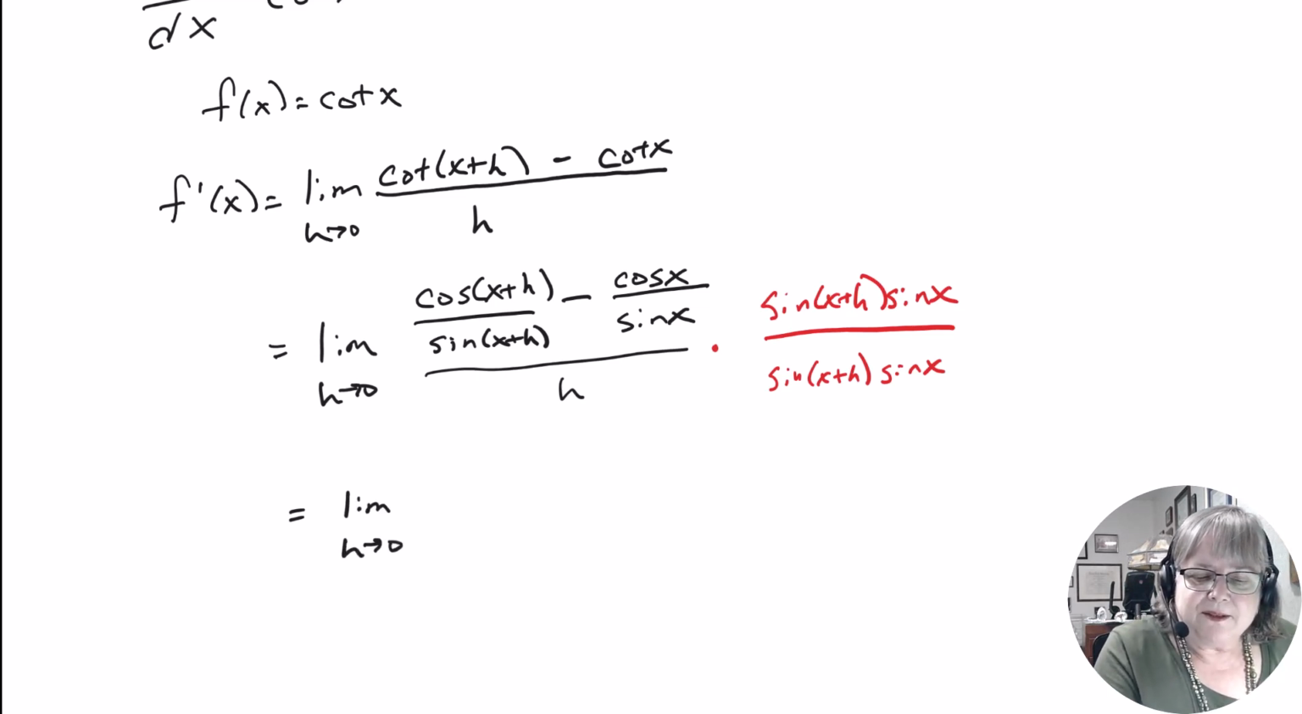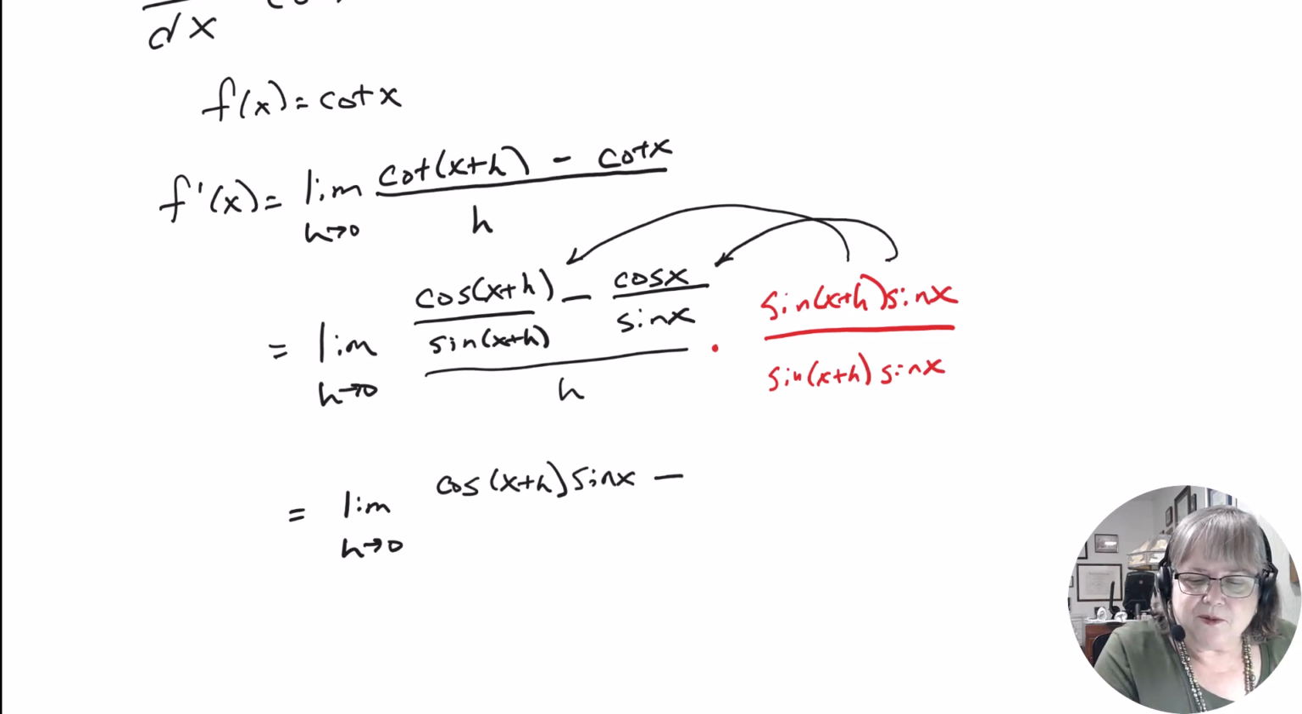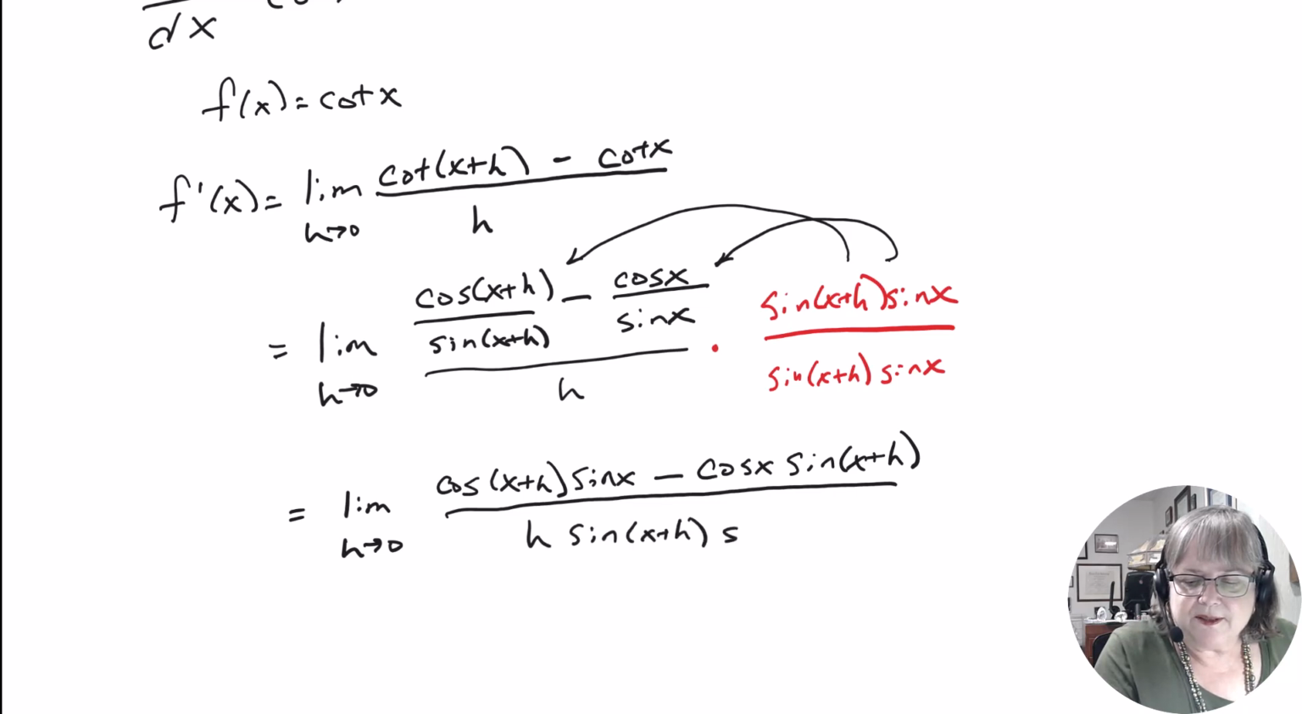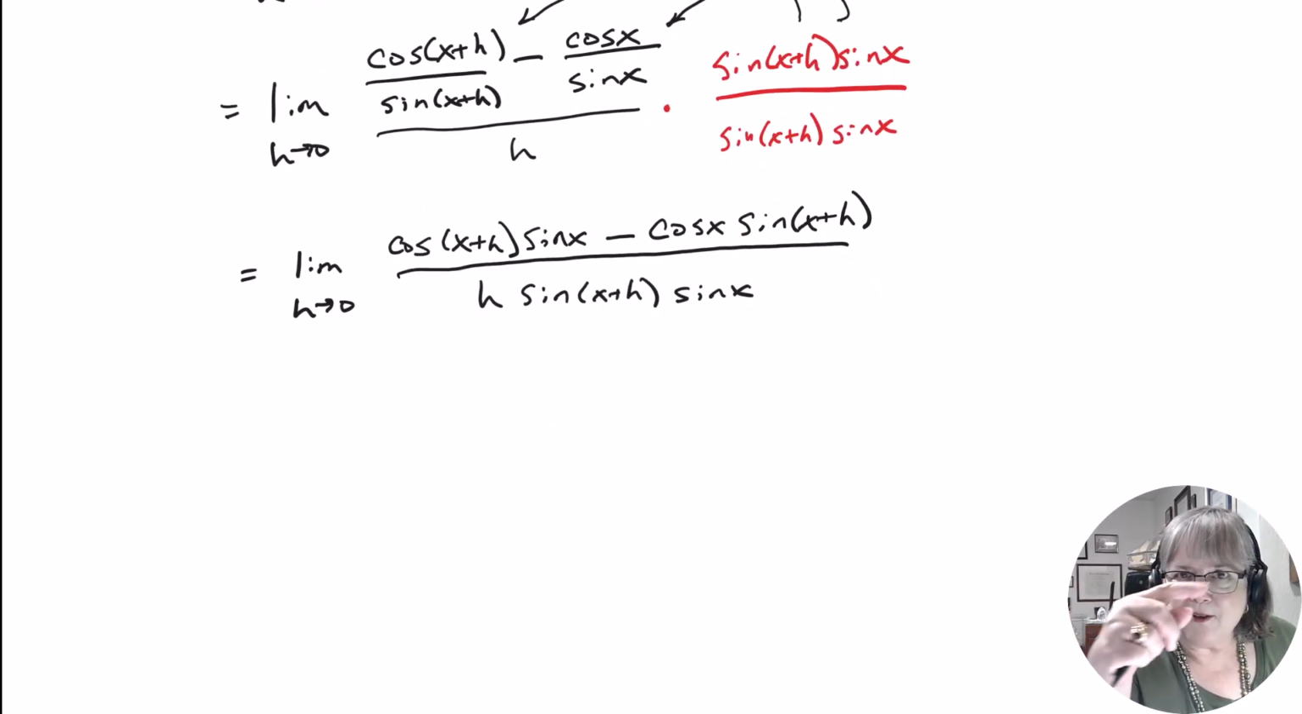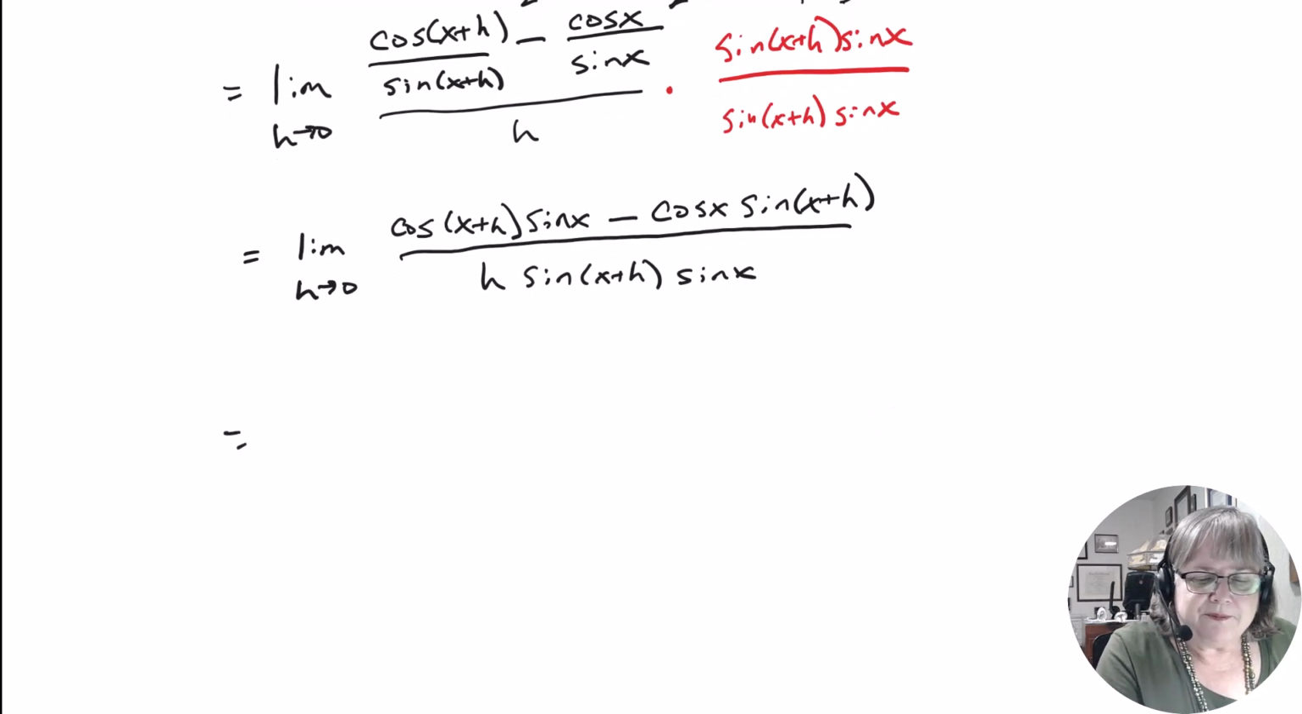Okay, so I multiply this times the first term, and the sine of x plus h cancels. So you have cosine of x plus h times sine of x, minus. And when you multiply by the second term, the sine x cancels, so you have cosine x sine of x plus h left over h times sine of x plus h sine of x. Now you should kind of be going, okay, I know where this is going, because you've seen how they go in pairs.